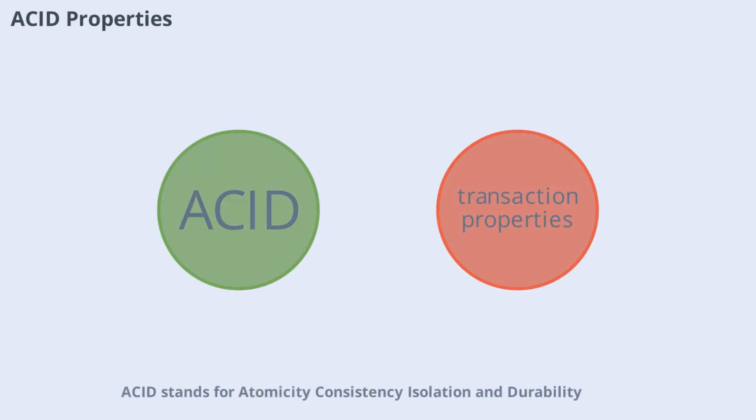ACID stands for atomicity, consistency, isolation, and durability. These properties ensure that database transactions are processed reliably. Atomicity means all operations in a transaction are completed or none are. Consistency ensures data remains valid. Isolation prevents transactions from interfering with each other, and durability guarantees that once a transaction is committed, it won't be lost, even if the system crashes.